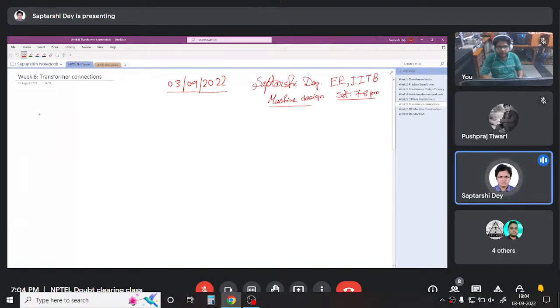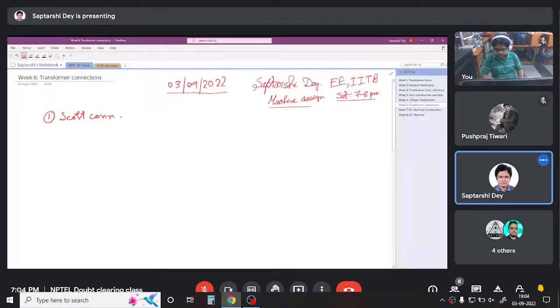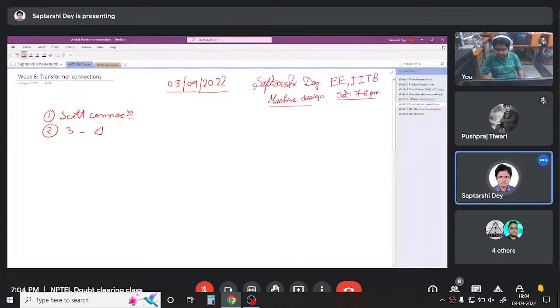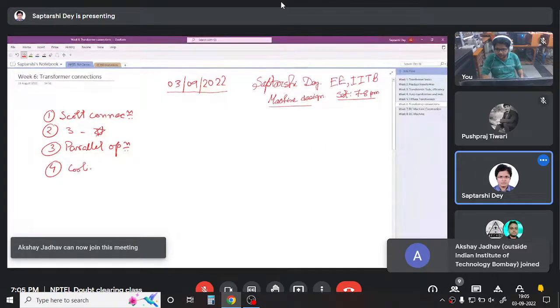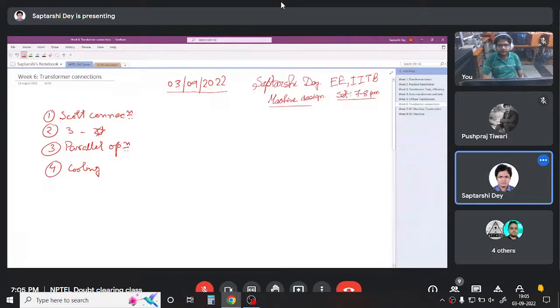So this week you had mostly connections of transformers, several types of connection. One was Scott connection. Another thing was some kind of 3-phase to 6-phase connections, and parallel operation of transformers. After that, there was cooling of transformer. Yeah, that's all. So these 4 were the topics for this week.